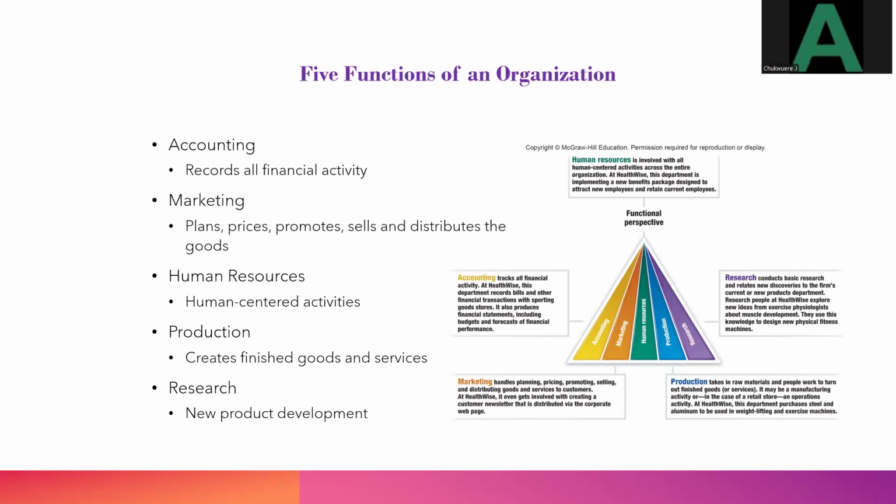So let's look at this picture. There are five functions of an organization: accounting, marketing, human resources, production, and research. Information system plays a role in each and every area. HR is involved with all human-centered activities: recruitment, training, retrenchment, incentives, and so on. Accounting provides the functionality of tracking transaction activities, the inflow and outflow of capital, money, and investment.